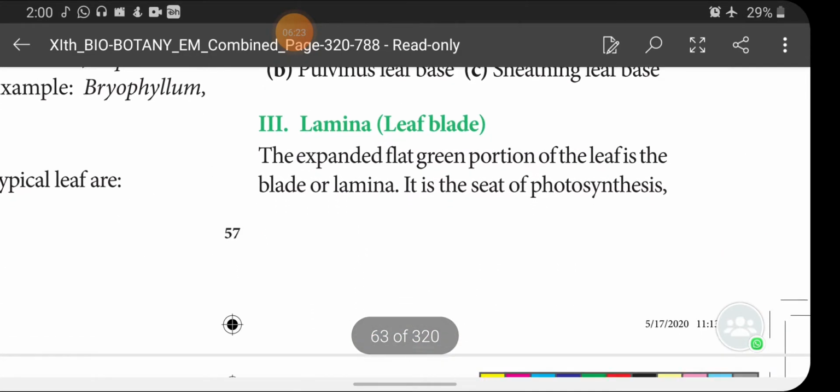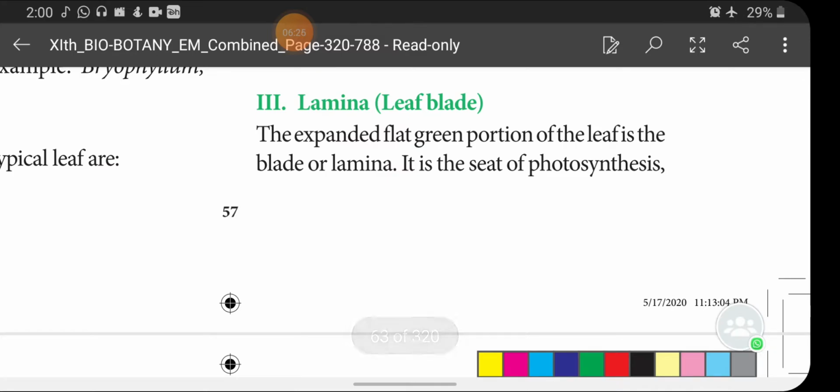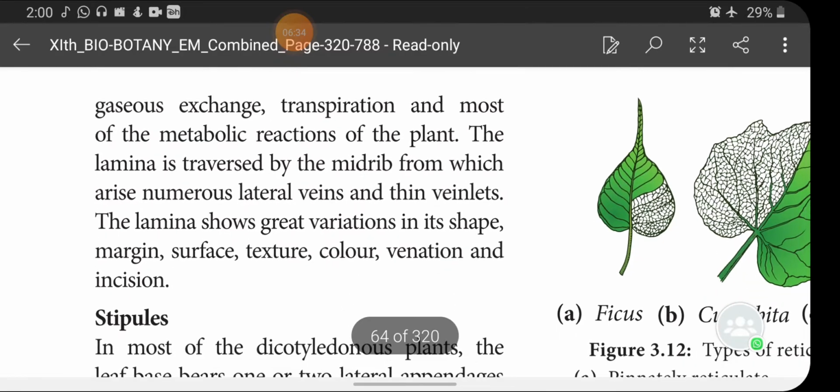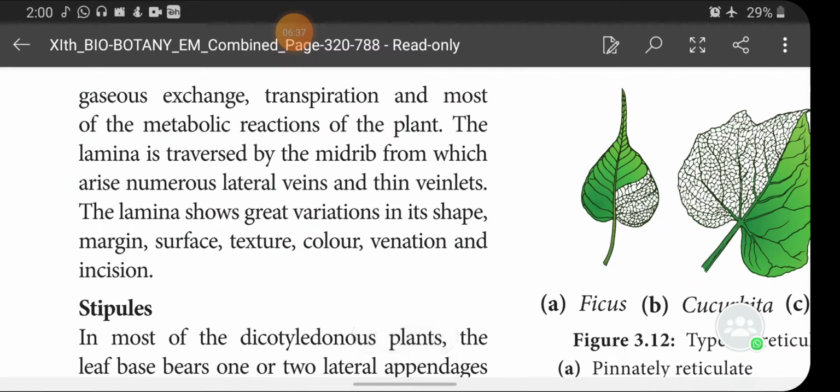Next, lamina. It is the leaf blade. The expanded flat green portion of the leaf is the blade or lamina. It is the seat of photosynthesis, gaseous exchange, transpiration and most of the metabolic reactions of the plant. The lamina is traversed by the midrib from which arise numerous lateral veins and thin veinlets. The lamina shows great variations in its shape, margin, surface, texture, color, venation and incision.